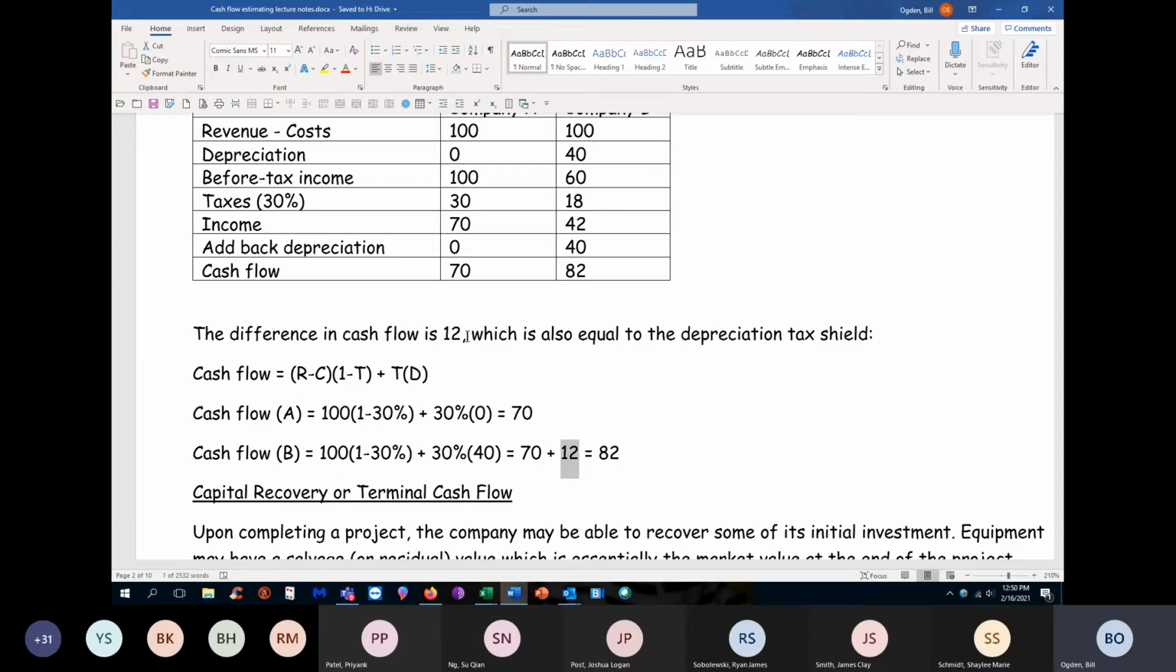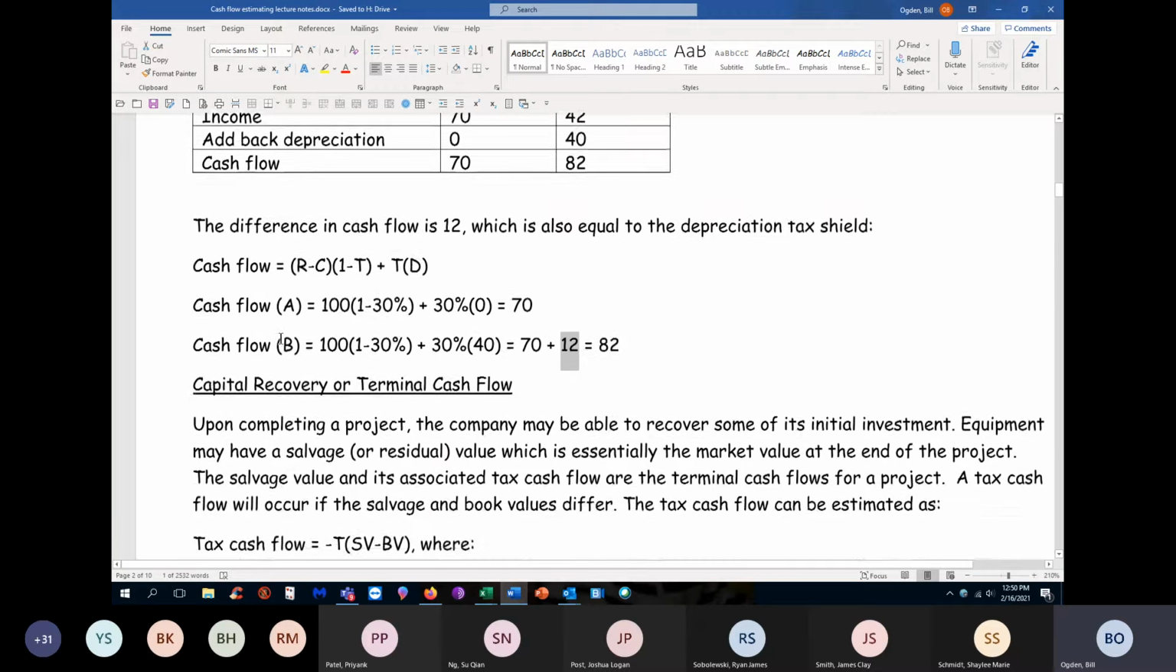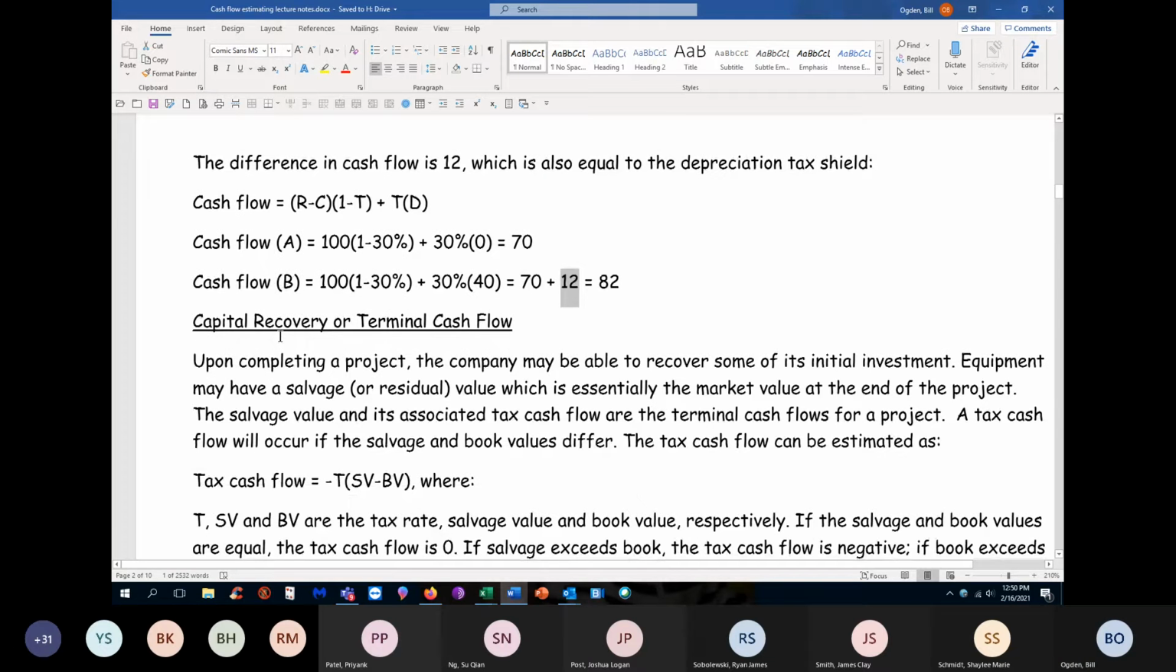All right. So 3 components of an evaluation of a project. One would be the initial cost, CF0, then your operating cash flows, which is what we're estimating here. And then finally, there's a capital recovery or the terminal cash flow. So when this investment is over, there might be some recovery of the initial capital. For example, you may have equipment that you may be able to sell that still has retained some market value.